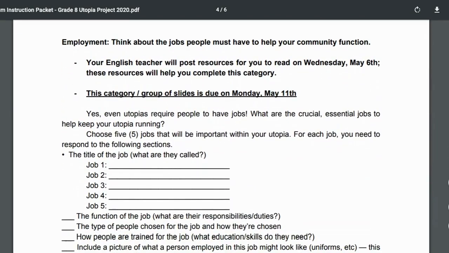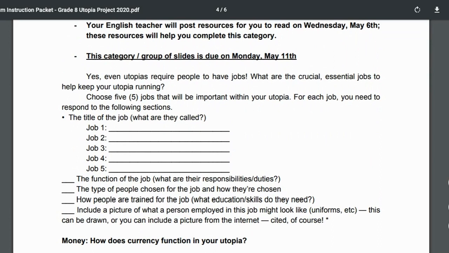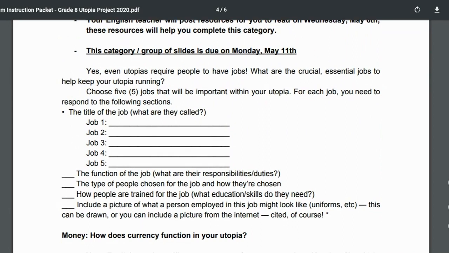Now, employment is a category that will make you have to think about what are the jobs that people consider necessary or important. So here you'll be designing, choosing five different jobs that will allow you to have your society function. What are those five jobs? What are the responsibilities for that job? How are those people chosen for the job? And this is where you can also come up with uniforms. So if you like to draw and you'd like to draw what these uniforms would look like and then take a photo and insert them into your slideshow, you can. So this is a chance for you to be artistic and creative.